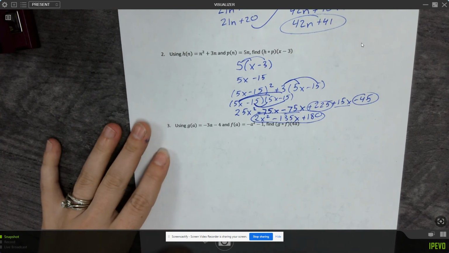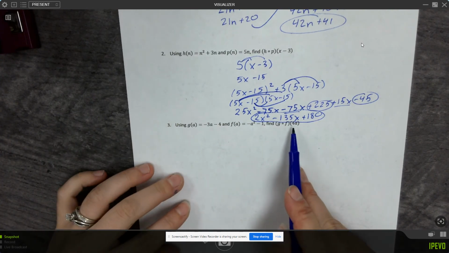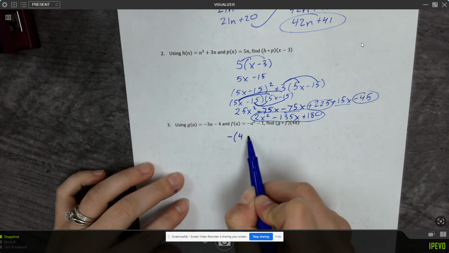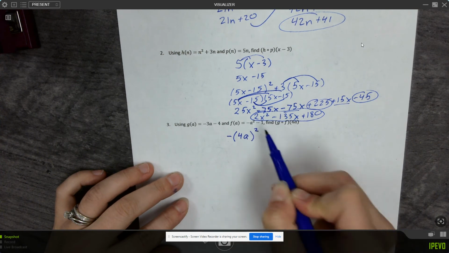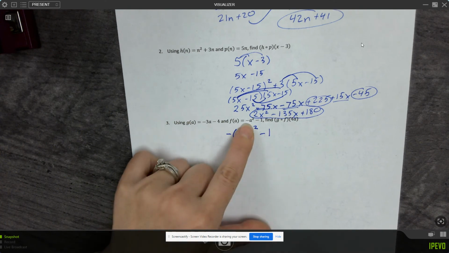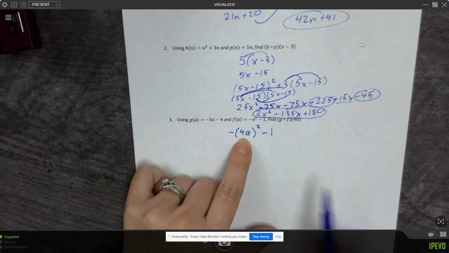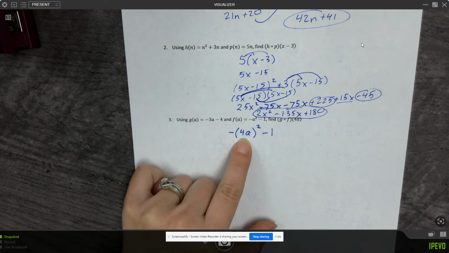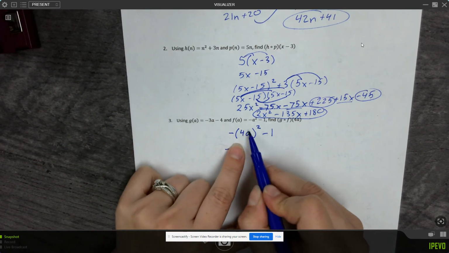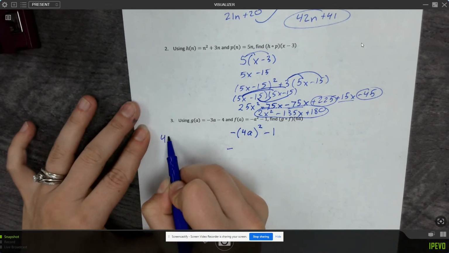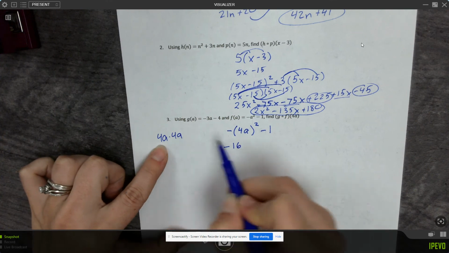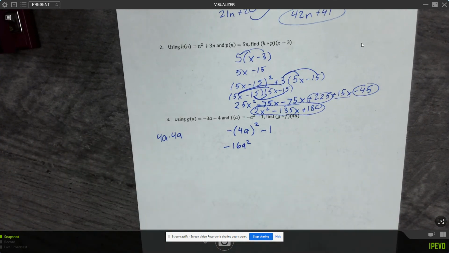And our last problem, g of f of 4a. So we're going to start with function f, which is negative parentheses, plug in 4a, squared on the outside, minus 1. Make sure that negative is out front. The only thing you're squaring is whatever you're plugging in for a, which happens to be 4a. So I'm going to keep that negative. I'm going to square 4a. So 4a times 4a, 4 times 4 is 16. A times a is a squared, minus 1.